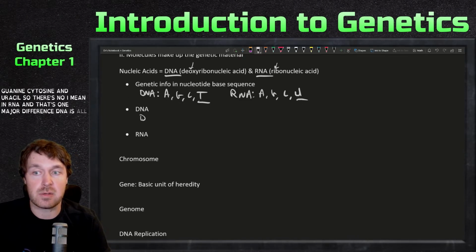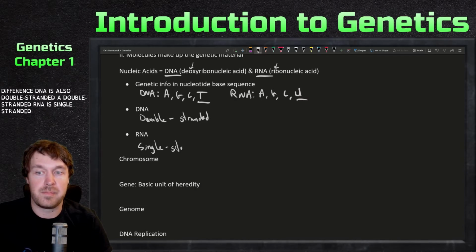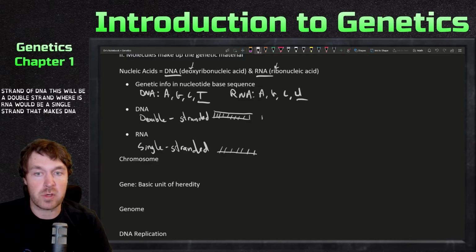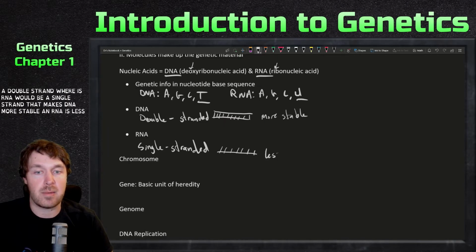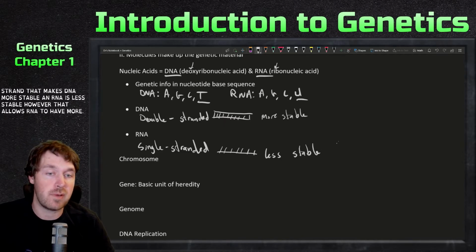DNA is also double-stranded. RNA is single-stranded. So here, this was a strand of DNA, this would be a double strand, whereas RNA would be a single strand. That makes DNA more stable, and RNA is less stable. However, that allows RNA to have more diverse functions.